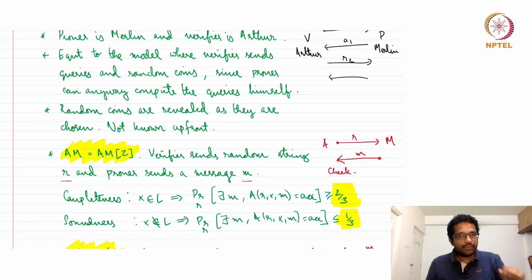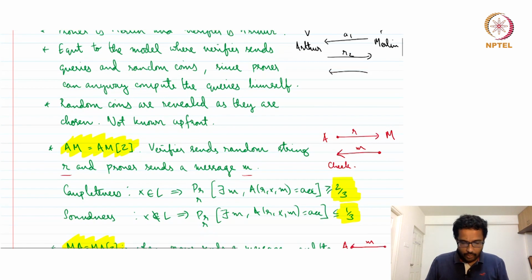So just like that, we will insist that the random coins are revealed as and when they are chosen. So the verifier will require randomness for a particular round, he will generate it and then send it. So the prover does not know what random coins are going to be generated in the future, okay, they are not known upfront.